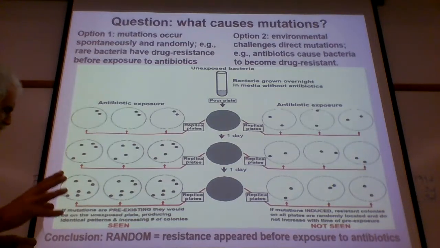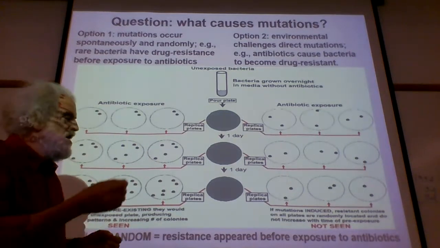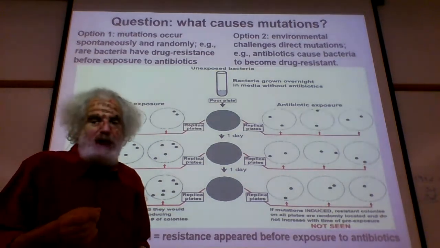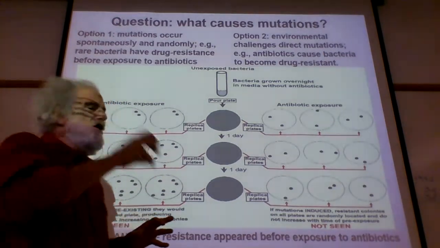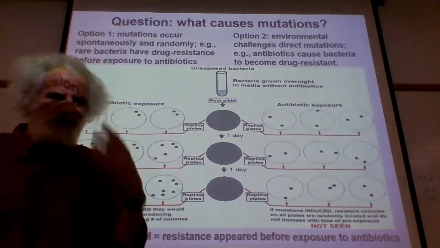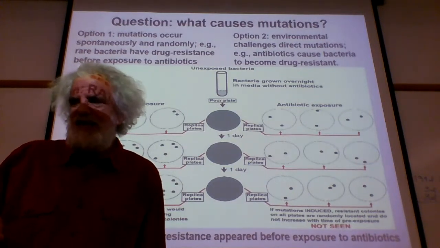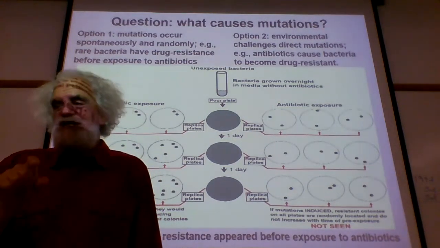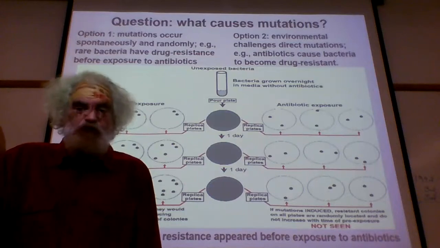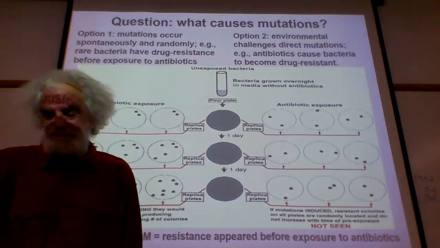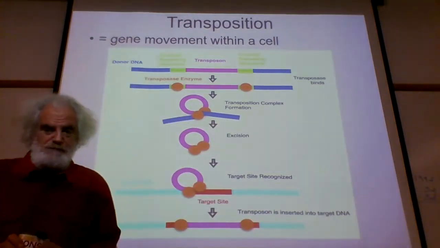What this means is that random mutations are going to be generating resistance before exposure to antibiotics. But then we can have environmentally directed mutations that are caused by the exposure to that material. It's kind of an esoteric point, but not all that relevant. Part of what this means is that antibiotics can cause bacteria to become drug resistant. There are also rare bacteria that have drug resistance before exposure to the antibiotics, but either way, antibiotics are going to be able to select for mutations.